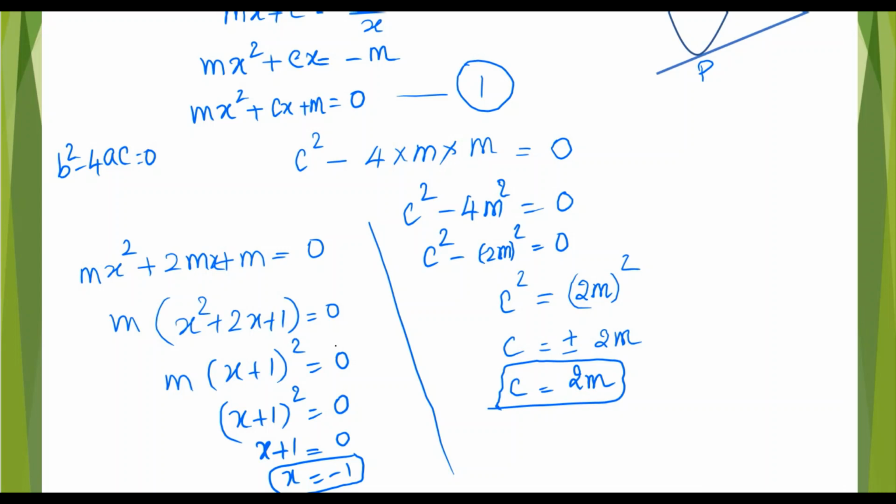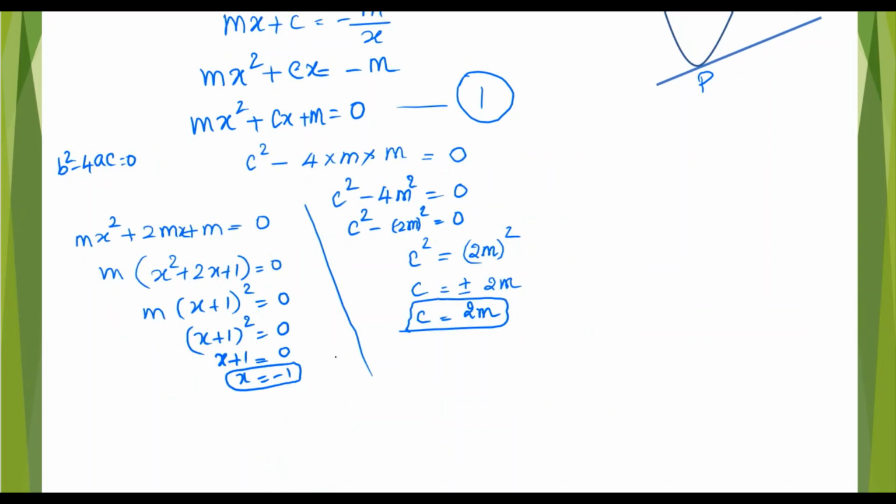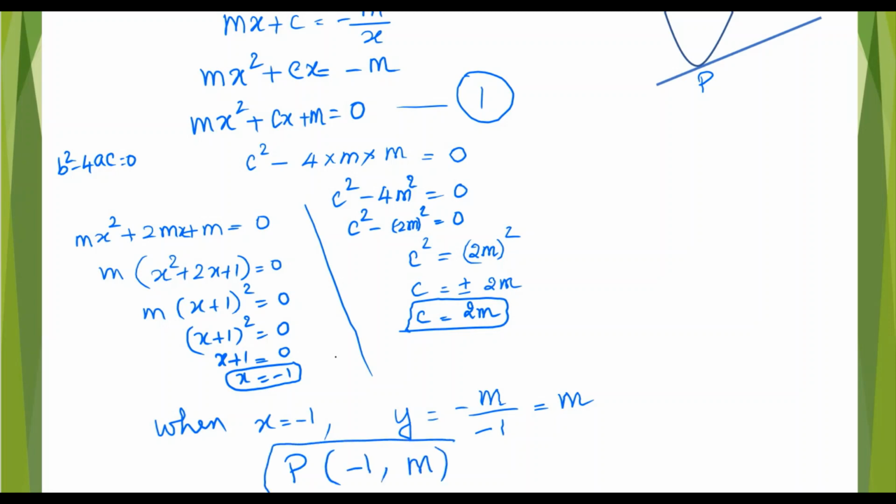Okay. So when x equal to negative 1, we have to find the corresponding y value. So when x equal to minus 1, we'll substitute: y is equal to minus m over minus 1, that is m. So the coordinate of P is (minus 1, m).